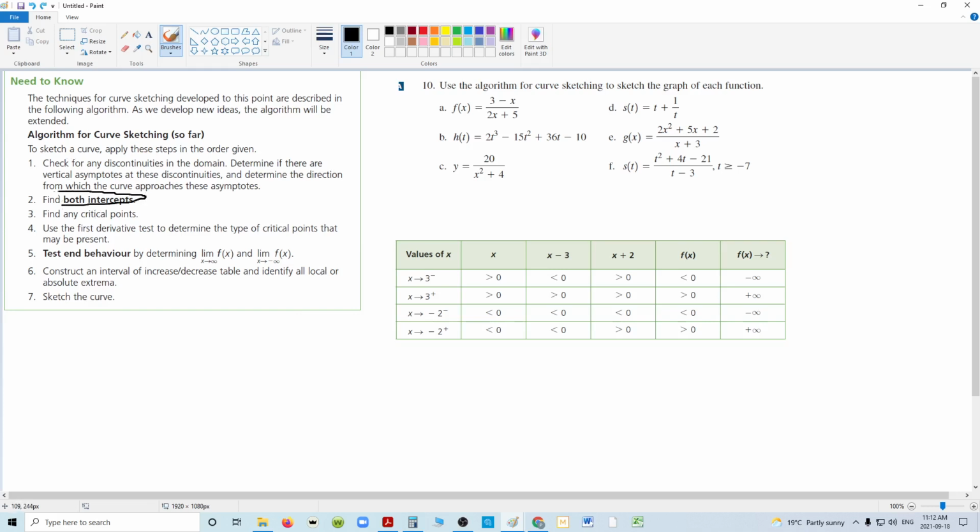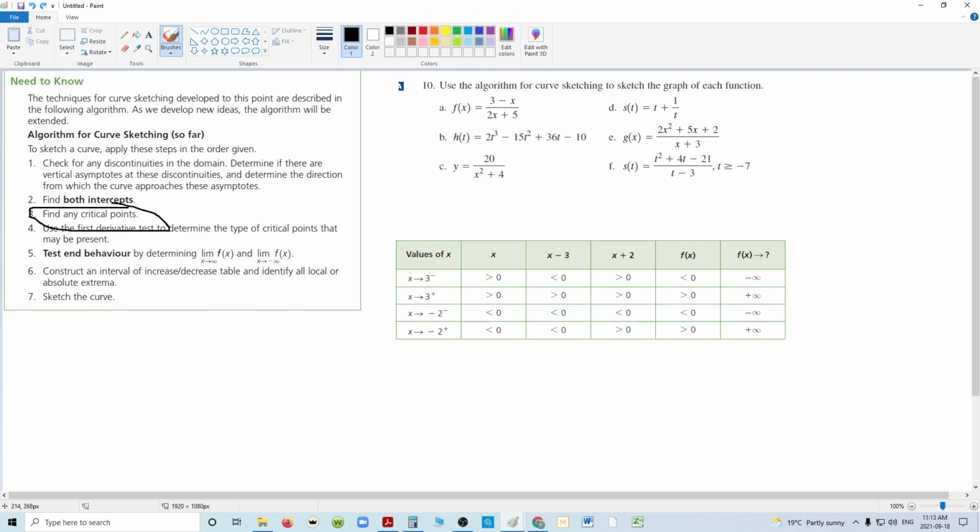Find both intercepts, or there might be more than one intercept. Generally speaking, the numerator will dictate the intercept because the bottom, other than the restrictions, doesn't affect 0. Like if you take 0 divided by 9, it's going to be 0. So really it's the top part of any fraction that dictates your zeros, which dictates your x-intercepts.